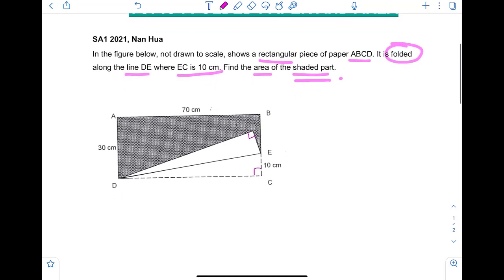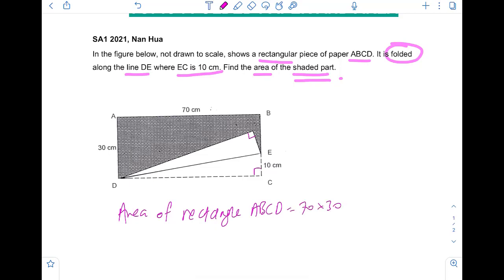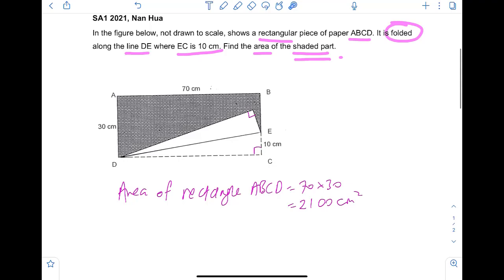Alright, so to do this question, what we can do first is to find the area of rectangle ABCD first. 70 times 30, so this will be 2100 square cm. Alright, and then from there we find the area of each right angled triangle. Half times 70 times 10 times 2. Okay, let's find one first.